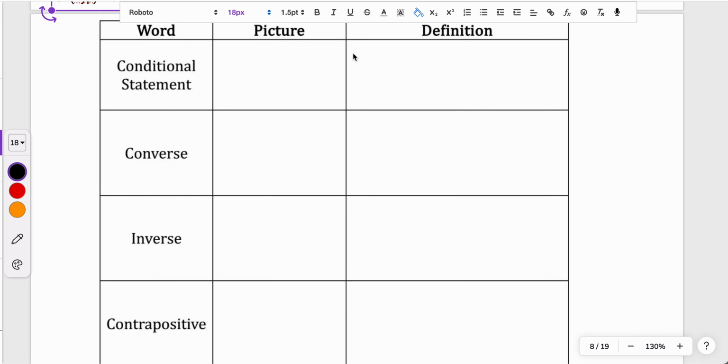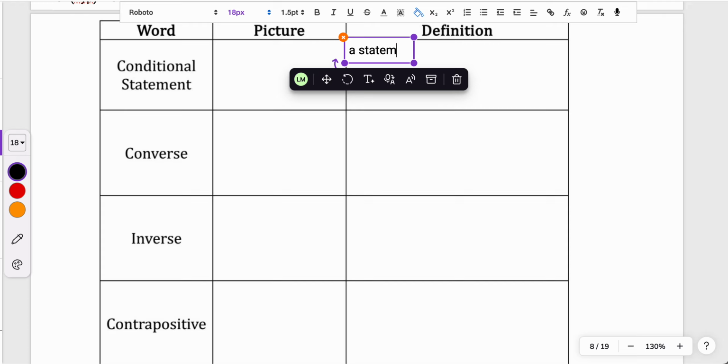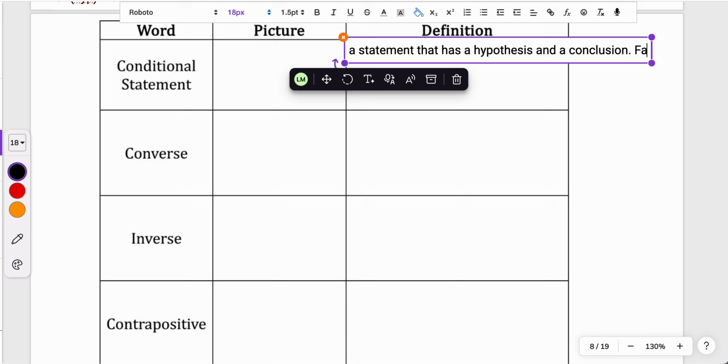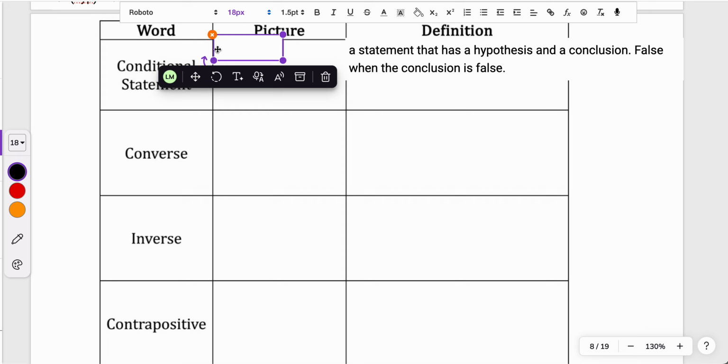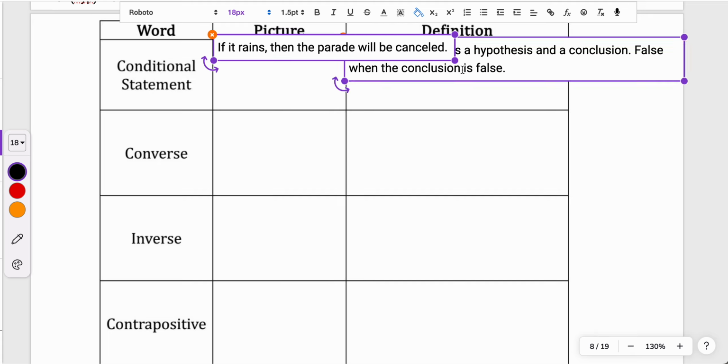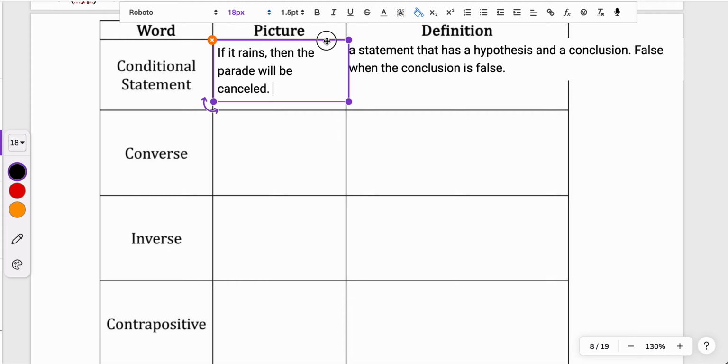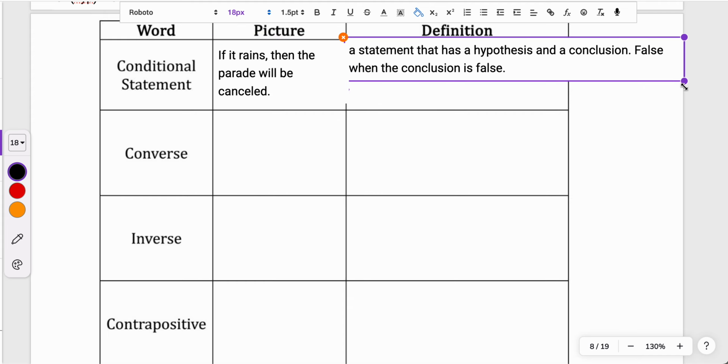Next up, conditional statement. A statement that has a hypothesis and a conclusion and it is false when the conclusion is false. Excuse me. So, an example conditional statement: if it rains, then the parade will be canceled. Okay? I'm going to come back and notate some of these using P's and Q's.